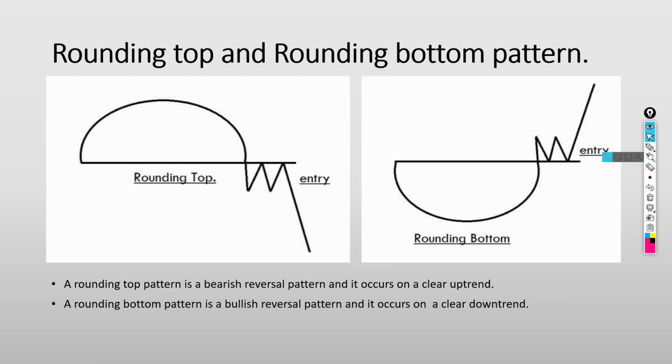So we have what we call the rounding top and the rounding bottom. The rounding top right here occurs in an uptrend, and the rounding bottom here occurs in a downtrend. So a rounding top pattern is a bearish reversal pattern, and it occurs on a clear uptrend. Then a rounding bottom pattern is a bullish reversal pattern, and it occurs on a clear downtrend.